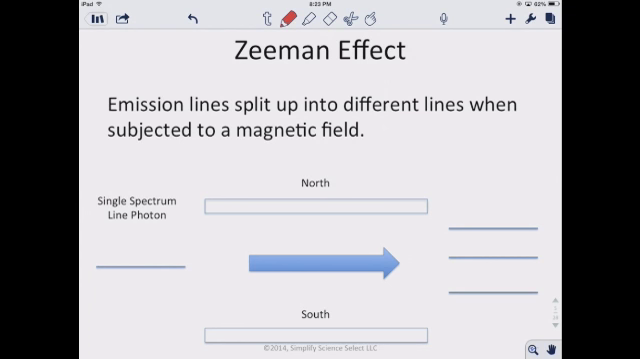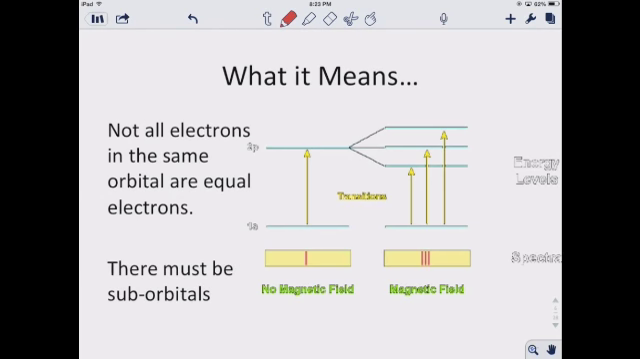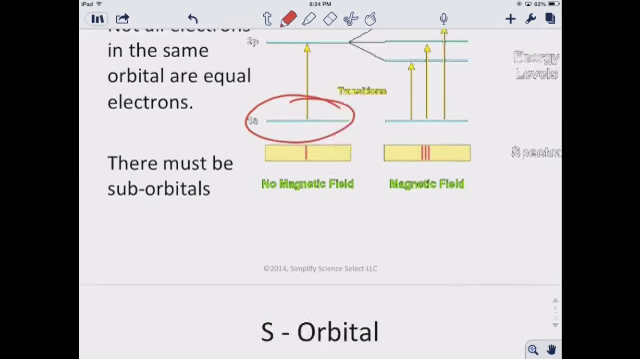The Zeeman Effect is when emission lines split up into different lines when subjected to a magnetic field. When we're looking at those bright line spectrums, if we take one of those lines and put it through a really big magnet, one line breaks up into three small lines. What this led to, and what it means, is that not all electrons in the same orbital are equal, so there must be suborbitals. These orbitals can break up into even smaller pieces when subjected to a magnetic field.